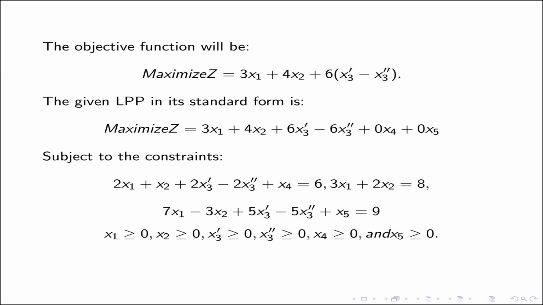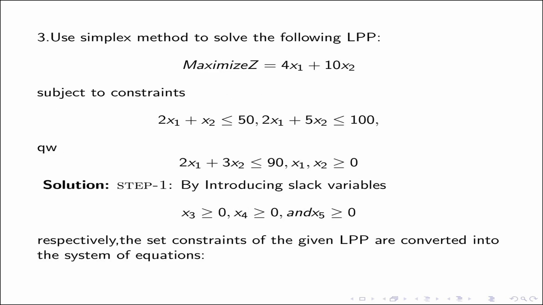The given LPP in standard form is maximize z equal to 3x1 plus 4x2 plus 6x3 dash minus 6x3 double dash plus 0x4 plus 0x5 subject to constraints 2x1 plus x2 plus 2x3 dash minus 2x3 double dash plus x4 equal to 6, 3x1 plus 2x2 equal to 8, 7x1 minus 3x2 plus 5x3 dash minus 5x3 double dash plus x5 equal to 9, x1 greater than or equal to 0, x2 greater than or equal to 0, x3 dash greater than or equal to 0, x3 double dash greater than or equal to 0, x4 greater than or equal to 0, and x5 greater than or equal to 0.